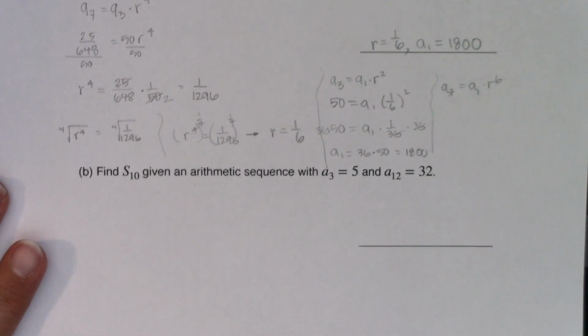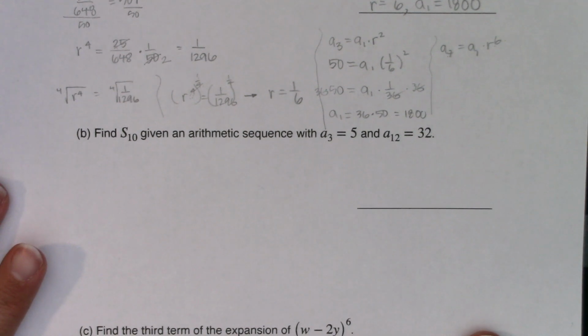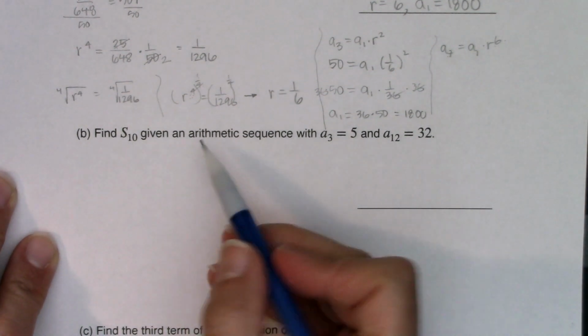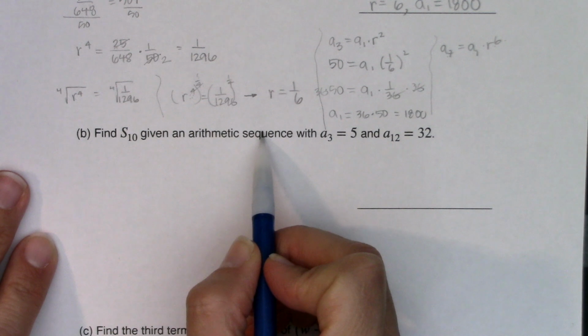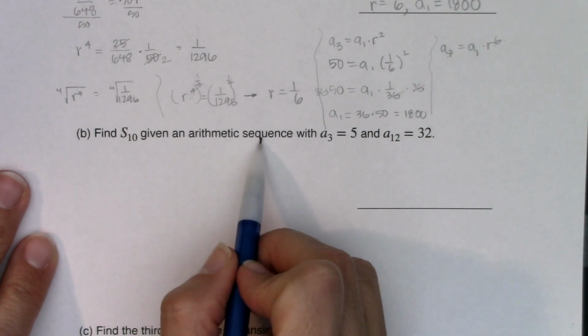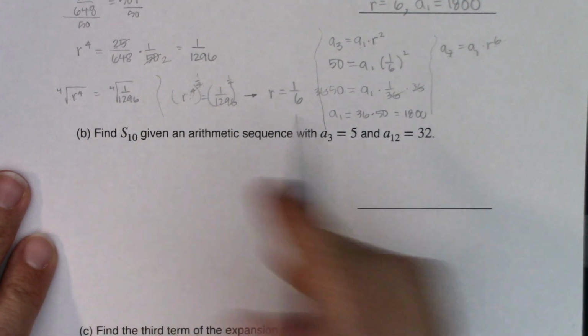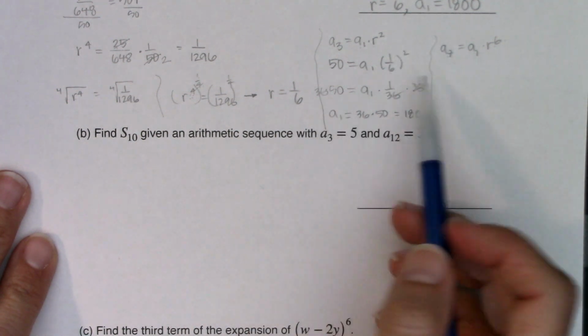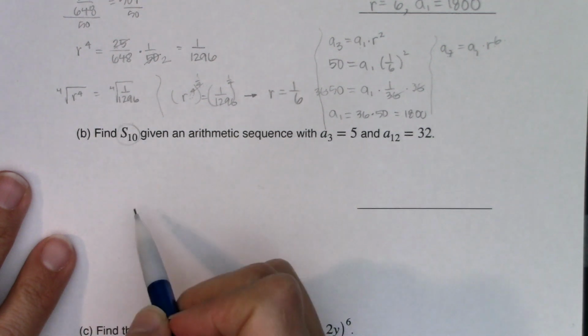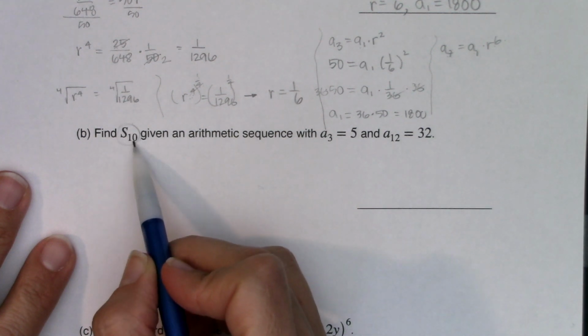So part B changes this up in that we're looking at an arithmetic sequence now. So it's very common in arithmetic sequences that I'm going to look for a sub 1 and D this time. So not a sub 1 and R, but a sub 1 and D. And then they want us to get S sub 10. That stands for a partial sum.